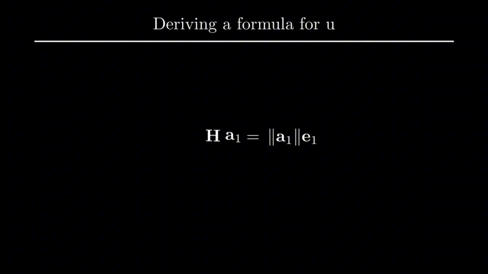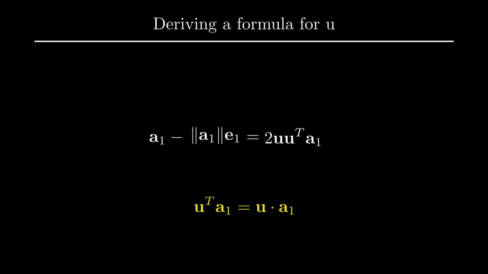We want H times A to be equal to the magnitude of A times e sub 1. Let's write this in the definition of the H matrix, and we can then expand the left side. Now let's move some things around and we end up with this equation. Notice that U transpose times A is simply U dotted with A, which is just a scalar. So we can simplify that.